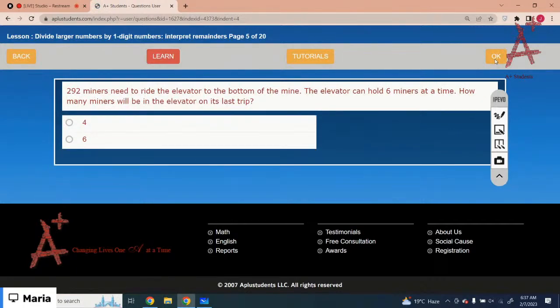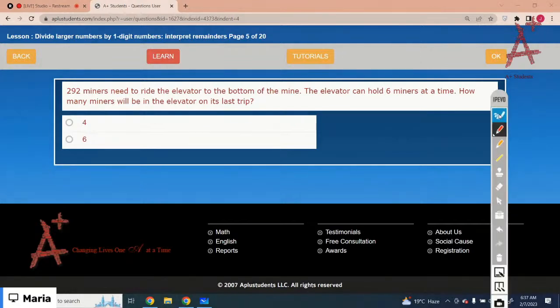Okay, the next one is 292 miners need to ride the elevator to the bottom of the mine. The elevator can hold 6 miners at a time. How many miners will be in the elevator in the last trip? So you have to divide 292 by 6. 6 times 4 is 24. Here you have 5 and here you have 2. 6 times 8 is 48. And here you have 4. That means in the last trip you have just 4 miners in the elevator. So the correct option is 4.